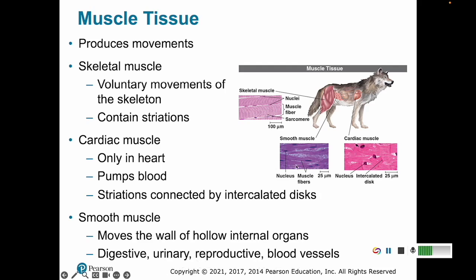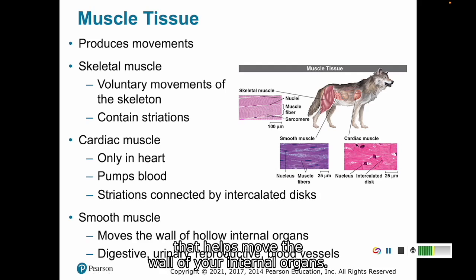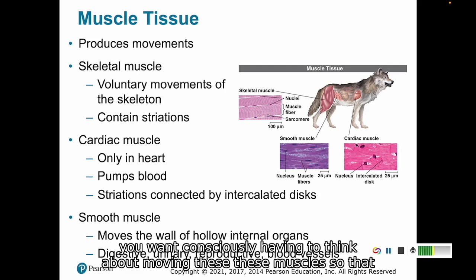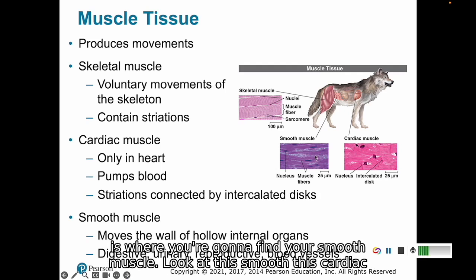Then smooth muscle. These are going to be involuntary movements that helps move the wall of your internal organs. So your digestive system, your urinary system, your reproductive system, and your blood vessels. You aren't consciously having to think about moving these muscles. So that is where you're going to find your smooth muscle.